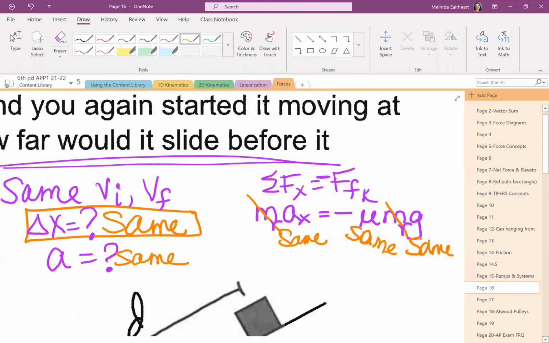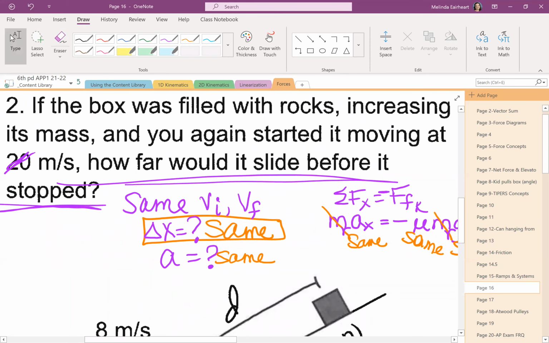Now, again, if you're like, but you told us that heavier objects, you have to push them with more force. That's to get it moving. But this problem is talking about it coming to a stop. I'm no longer touching it. So maybe in the beginning, you have to push it harder to get the same initial velocity. But when it slows down, mass cancels. It's going to be the same. Good deal?